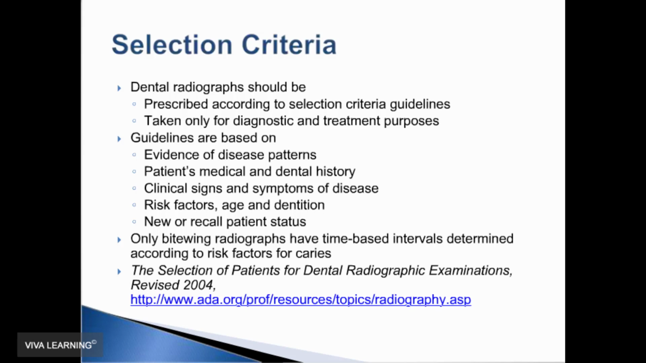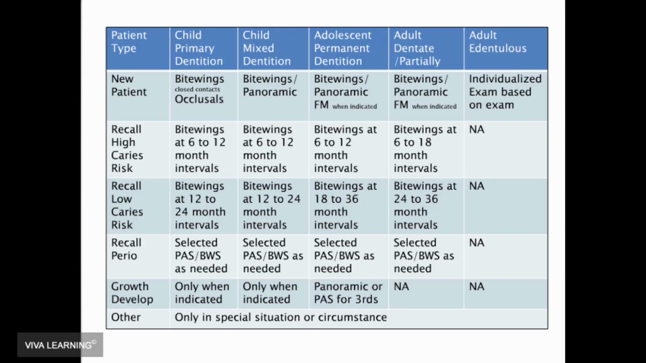The selection criteria guidelines, if you want to read about them and download the entire document, you can use this link, and you can also download a chart that you'll see next. So this is just a summary of the guidelines that you can see here. The full mouth is indicated for new patients, adolescent and adult, for example, when the disease is widespread and not localized. And then you can see the interval for bite wings is more frequent if the patient is at high risk for caries, and longer intervals if they are at low risk for caries.